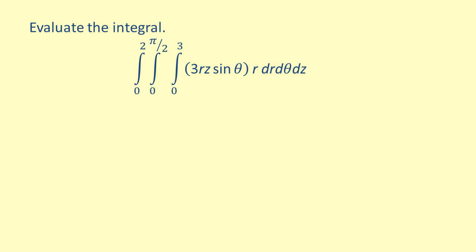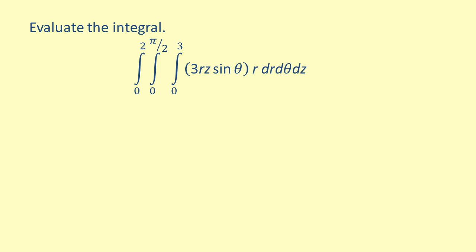Let's try an example of this. We want to evaluate the integral over the region B, and we can tell from our bounds that B is defined such that r goes from 0 to 3, theta goes from 0 to pi over 2, and z goes from 0 to 2. We'll start by integrating with respect to r.